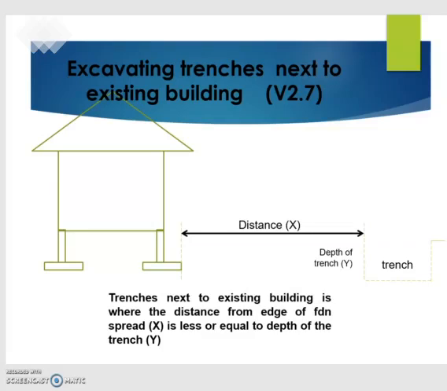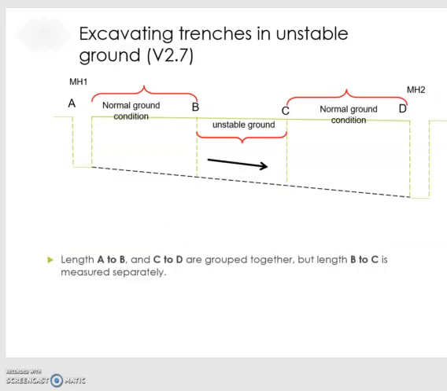All of these will be similar to excavating trenches near to an existing building. So you have to let this item be clearly mentioned in your description. Okay, excavating trenches in unstable ground, you will refer to V.2.7, where you have an unstable ground at this area. At this unstable ground, of course, there will be additional work incurred, such as soil replacement, or they need to put in more soil filling, and that requires additional works and costs.